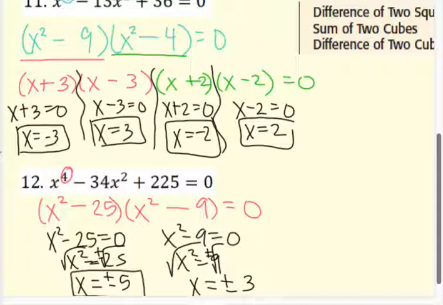Okay, so my answers for number 12 would be x is equal to, well, negative 5, negative 3, 3, and 5.